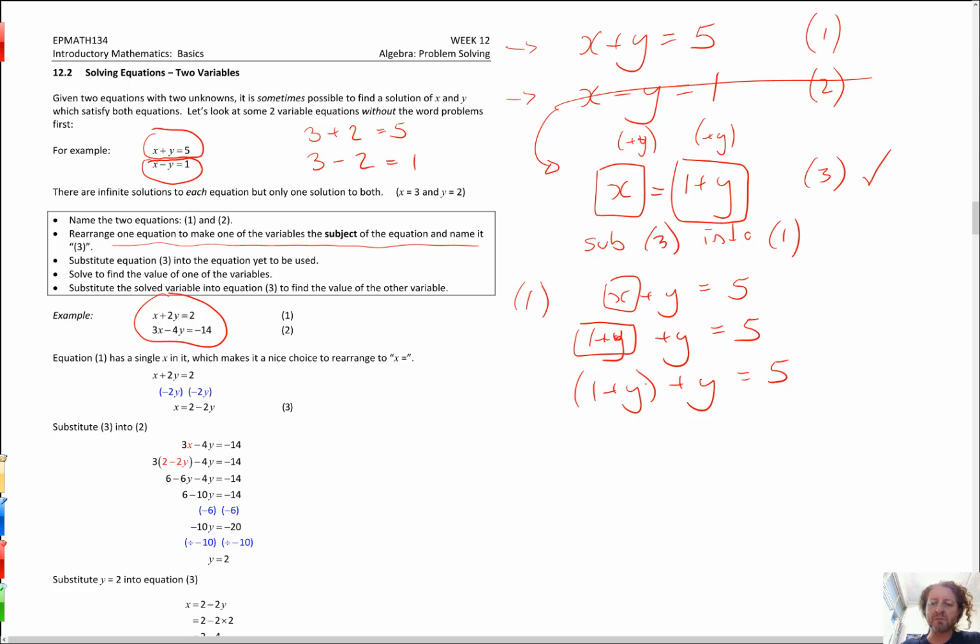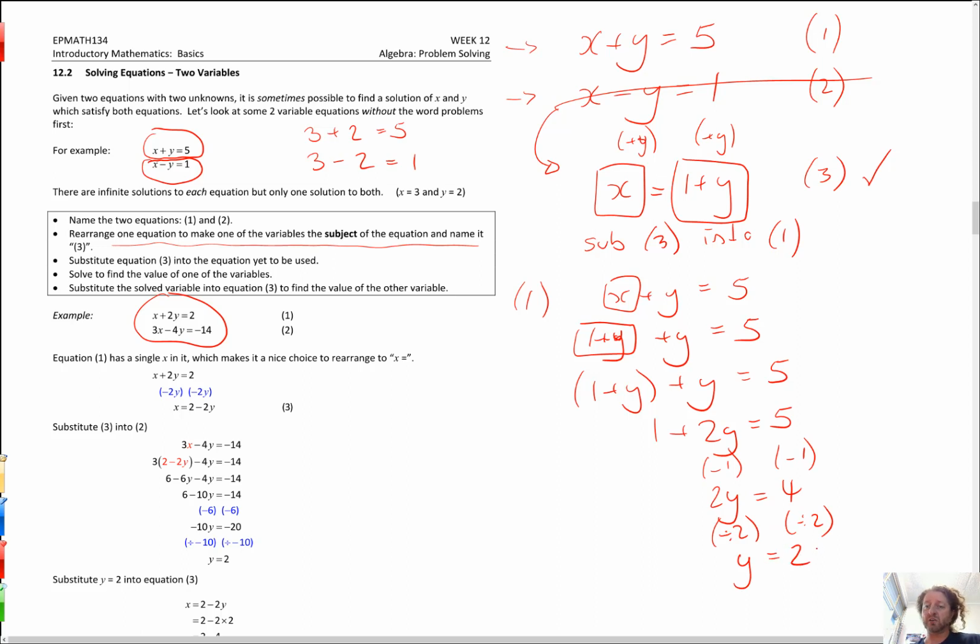So what have I got? I've got 1 plus y plus y. Well, that's 1 plus 2y equals 5. And then I can say, well, I don't want this 1 here. I want to get the 2y at least by itself, so I'll subtract a 1. That gives me 2y equals 4. I don't want that times 2 there, so I'll divide by 2. And I'll divide by 2. That gives me y equals 2.